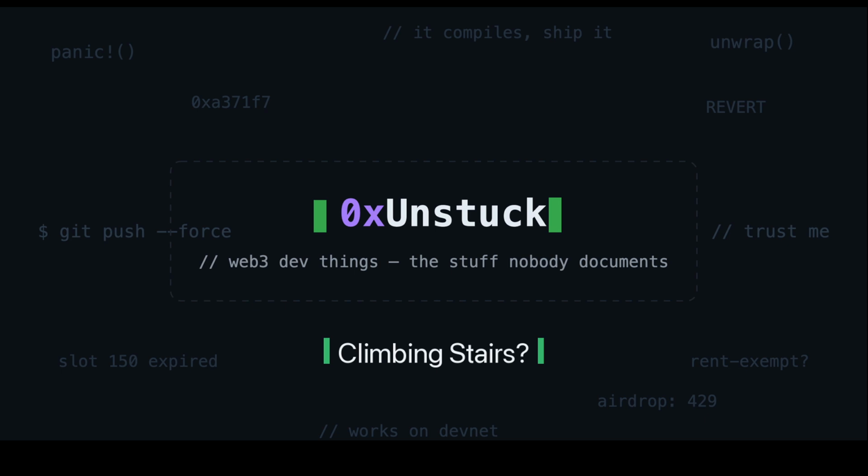Welcome to Unstuck. Today, climbing stairs, the problem everyone uses to learn dynamic programming. We'll write the obvious recursive solution, watch it explode into 300 million function calls, then fix it with 3 lines of DP. Beginner friendly from scratch in Rust.